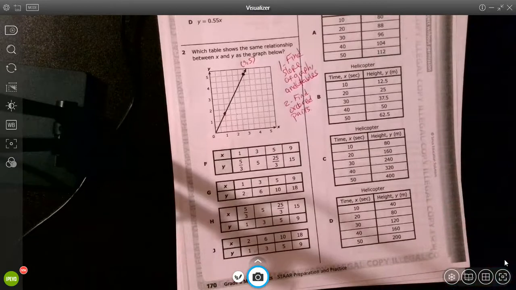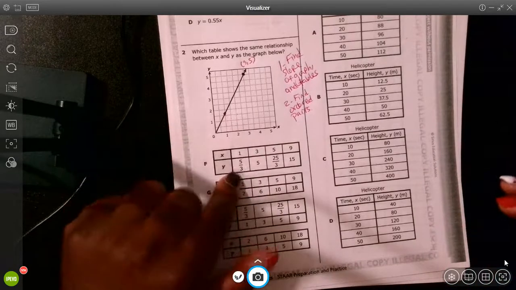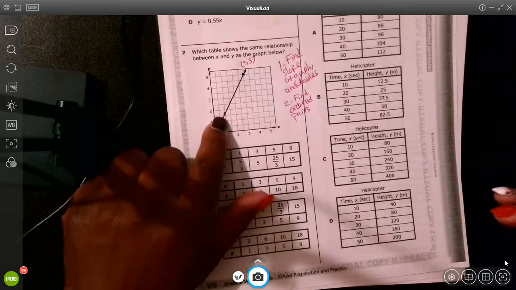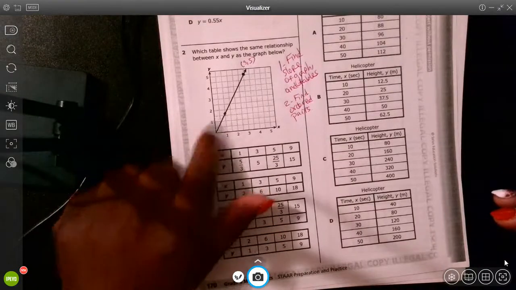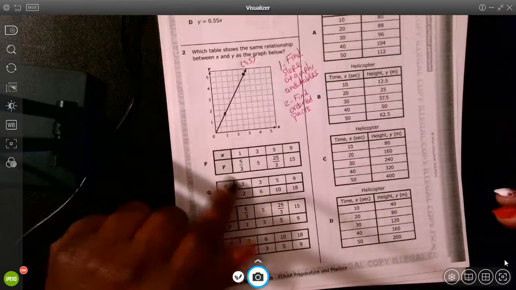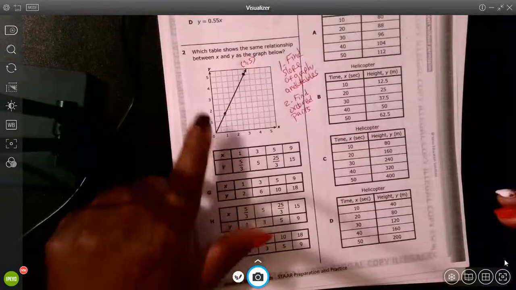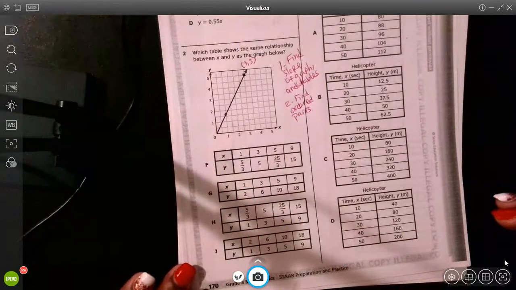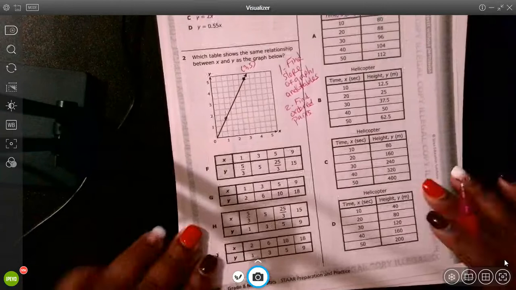But you can go ahead and convert some of the fractions to decimals if you need to, like this 1 and a little bit above the 1/2. You can convert that to see which one comes close to that. Pause the video and do number 2.